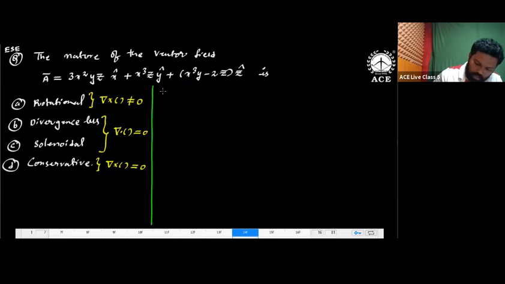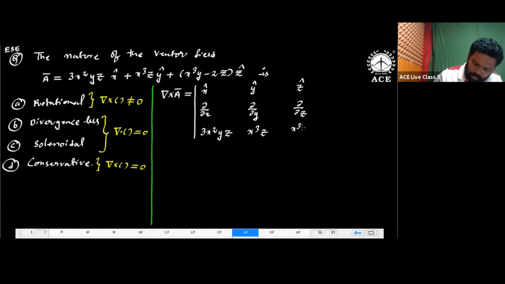So find out its curl. X cap, dou by dou x, 3x square yz. Here it is y cap, dou by dou y, x cube z. Here it is z cap, dou by dou z, x cube y minus 2z.